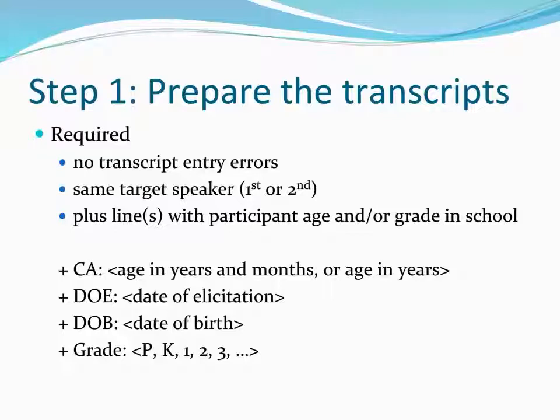All transcripts must contain the participant's age, grade in school, or both. This information is included as plus lines at the beginning of each transcript. The participant's age can either be entered on the plus CA entry or calculated from the plus DOE and plus DOB entries. The grade in school must be entered on the plus grade entry. Transcripts missing both age and grade cannot be added to the database.